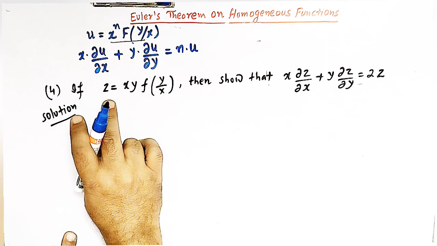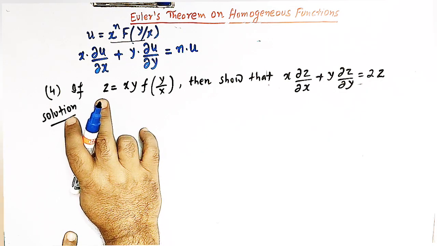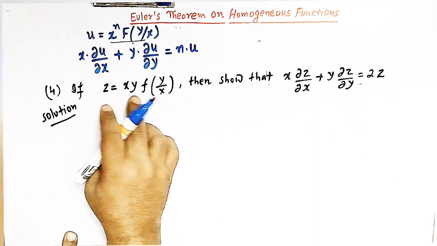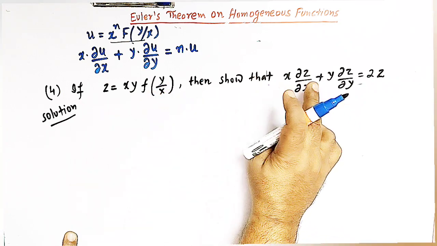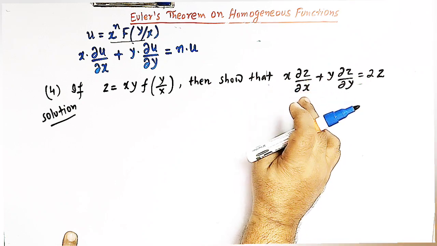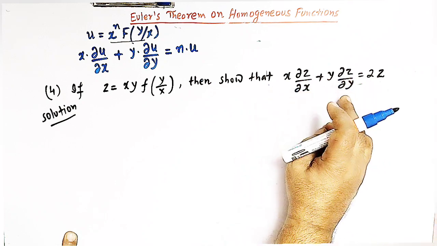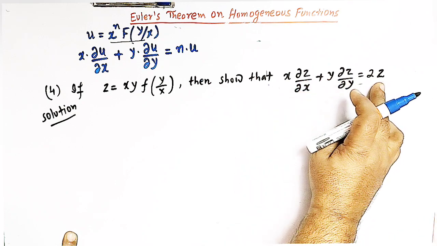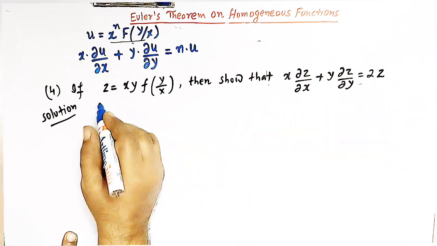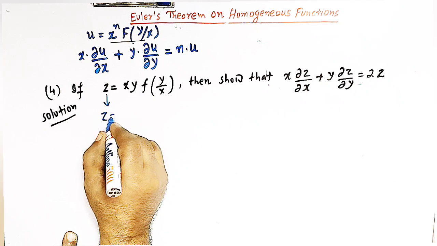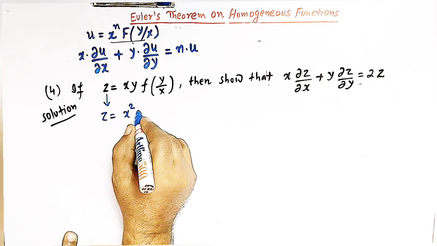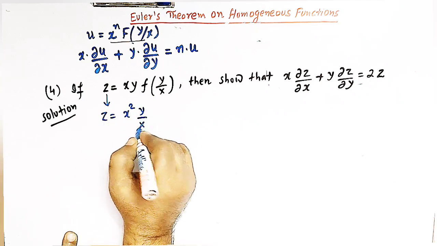Now let us consider this problem where we are given a function z is equal to xy times f of y over x, and we have to show that x times del z over del x plus y times del z over del y is equal to 2 times z, right? So let us first rewrite this function z as x square y over x, right?